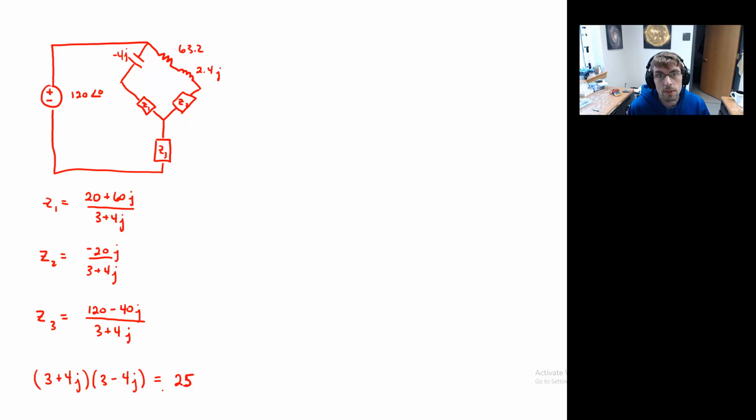And the reason that I say 25 is nice is because we see that we have a bunch of stuff that's divisible by 5. Alrighty then. So yeah, let's go ahead and simplify these suckers. So we have 5. I'm going to pull a common term of 5 out here. We have something like 5 times 4 plus 12j times 3 minus 4j, all divided by 25.